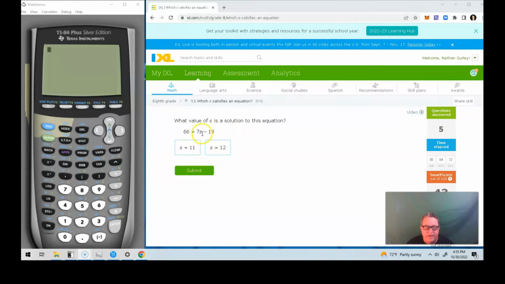Well, we want to solve for s. We have to isolate the s. So the first thing we have to do is get rid of this negative 18 by adding 18 to both sides. Negative 18 plus 18 is 0, which is why we do it. And then if you have your calculator accommodation, you can go 66 plus 18, and we get 84. Now what we have to do is divide 84 by 7 to get s by itself.